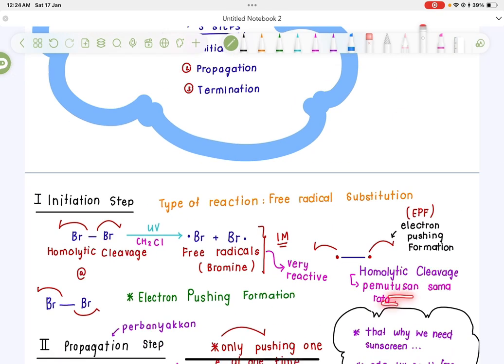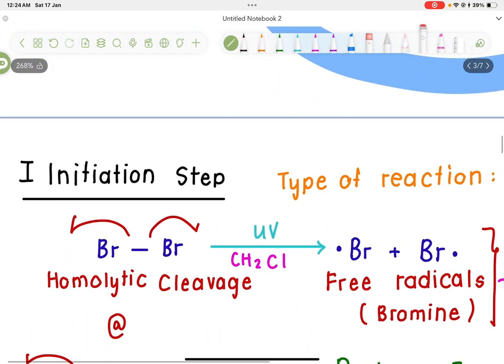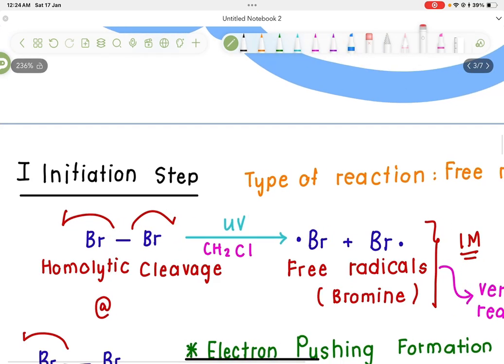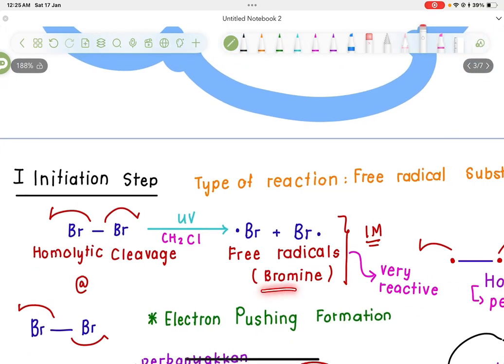If you take a look at the Br2 over here, it has a covalent bond, which as we learned consists of two electrons, one here and one here. So the electron here will go to this side and that electron will go to that side. This homolytic cleavage happens under UV conditions, with CH2Cl2 used as solvent, and the UV is used because it provides energy to break this covalent bond of Br2, producing free radicals of bromine.